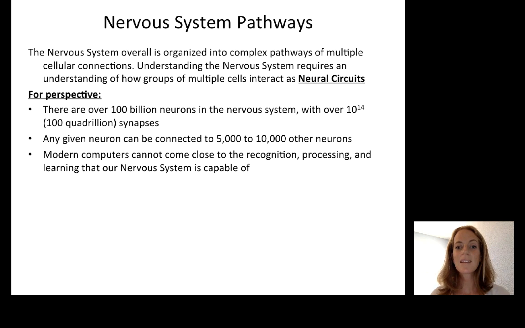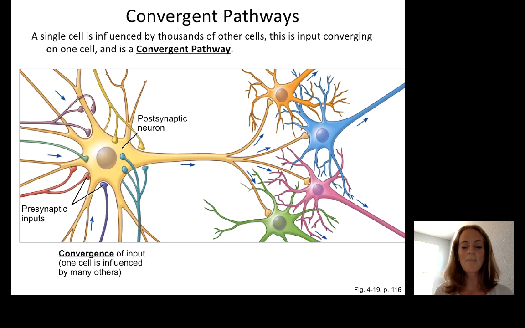So any given neuron can be connected to 5,000 to 10,000 other neurons. Can be. It's not always the case. Sometimes it's 1-to-1, but sometimes it's in the thousands. So when people say that your brain is like a computer, I think that is actually a serious oversimplification. Modern computers cannot come close to the recognition, processing, and learning that our nervous system is capable of. It is a fascinating problem, though, for computer scientists to play with.